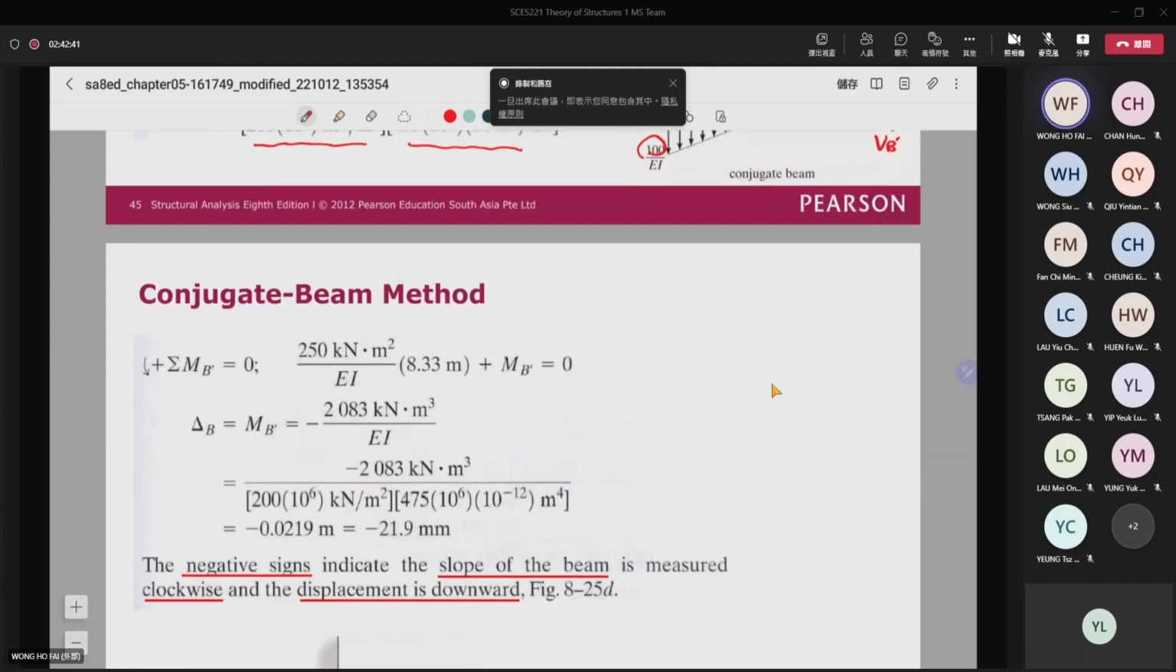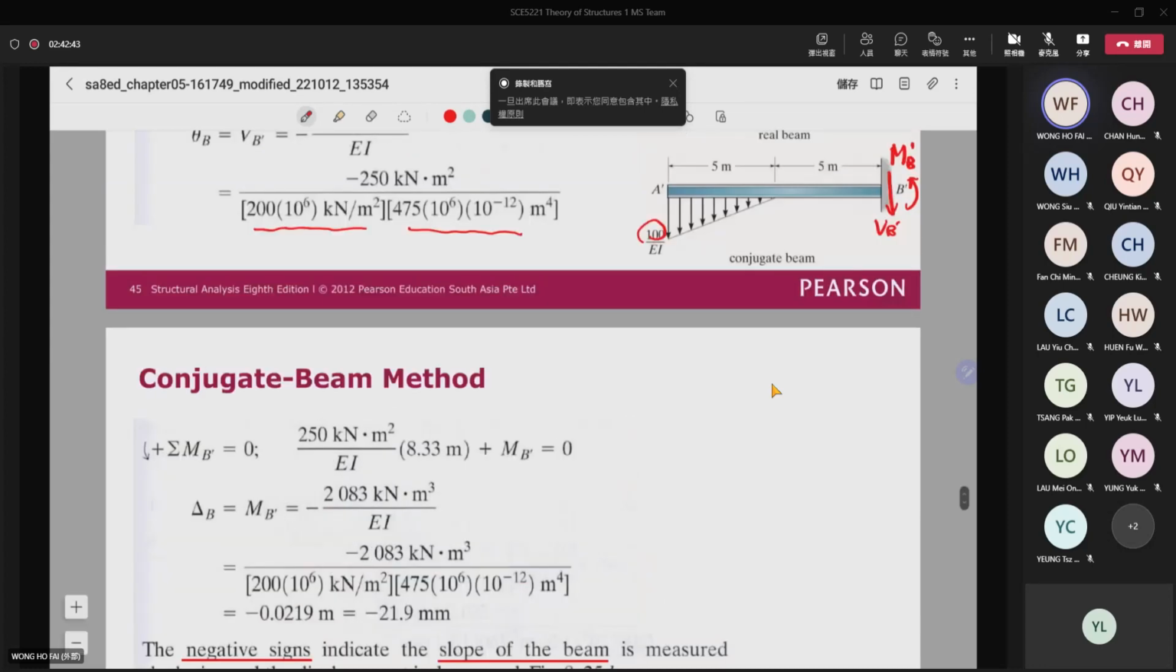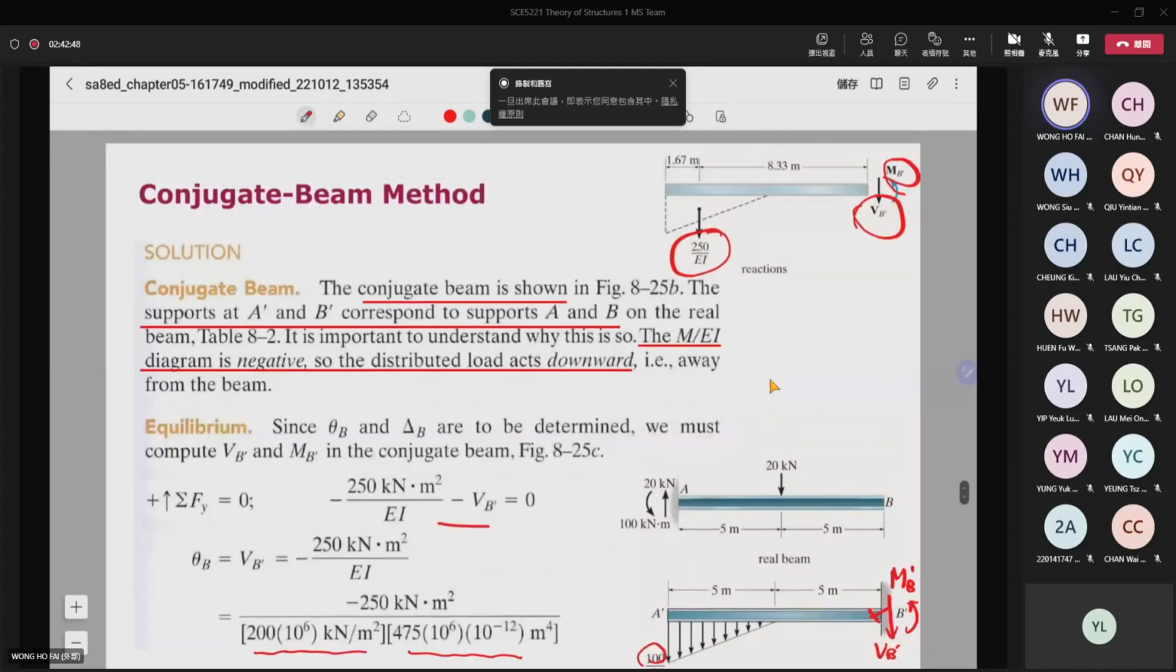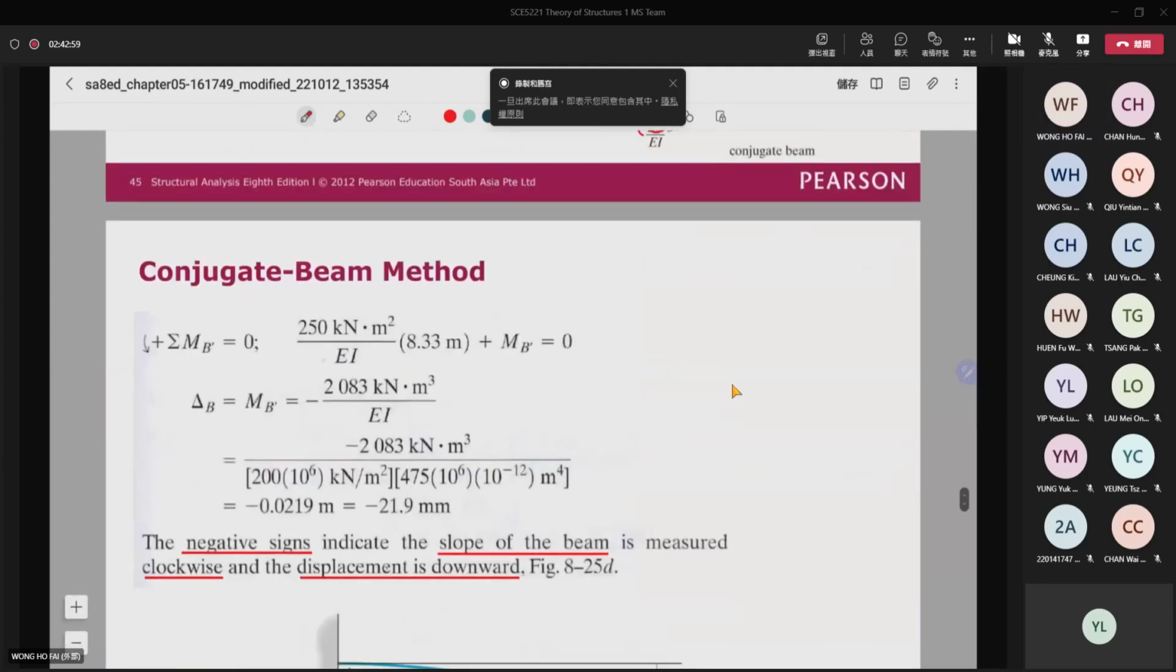And then for the moment, again, if you take the moment at the ends here equal to 0, then you can see that your moment arm from here to here is equal to 8.33. So you have 250 over EI and then times the distance, 8.33. Then you can find the moment is equal to 2083 divided by EI. And then you substitute the values of EI here, and you can find the deflection is equal to negative 21.9 mm.